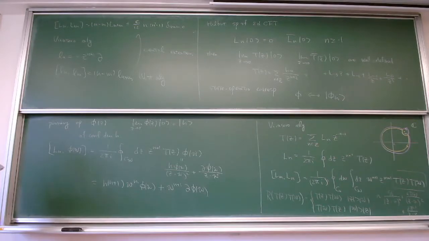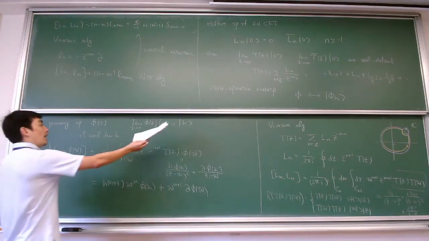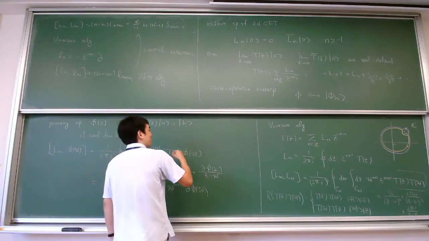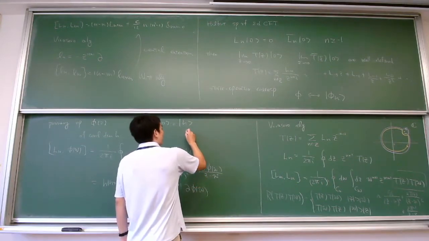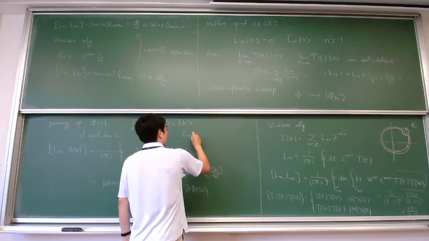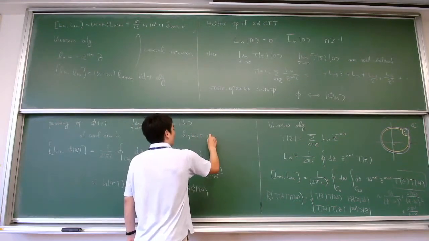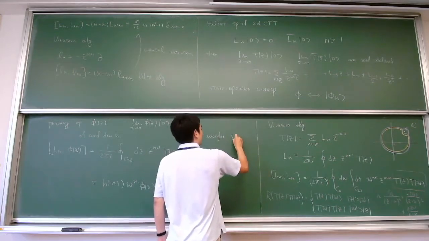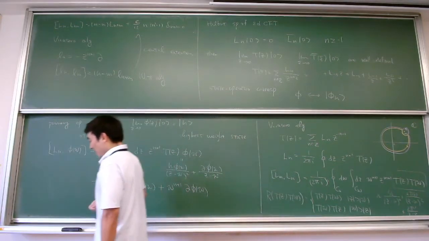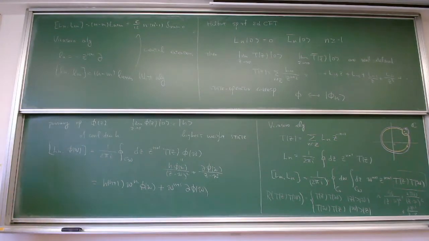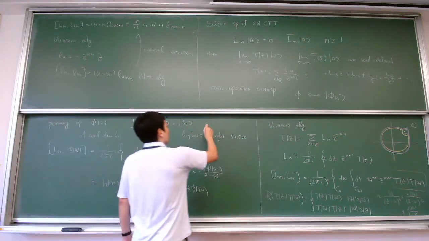So therefore, it's easy to see how this Virasoro generator acts on this state. Sometimes it's called the highest weight state. I will explain why it's called highest weight. Anyway, this is using the state-operator correspondence. It's just the state version of the primary; the primary state.